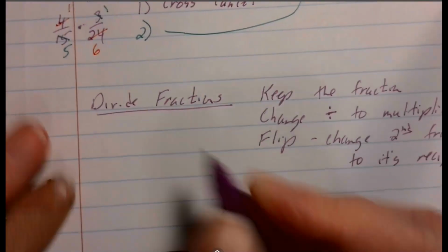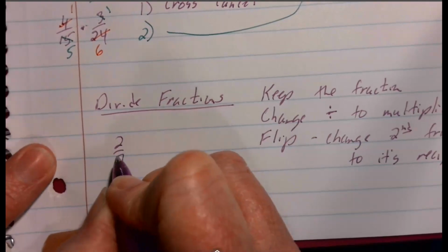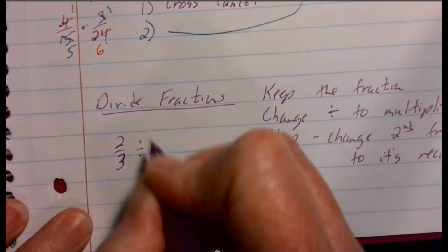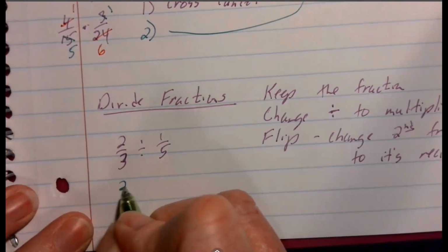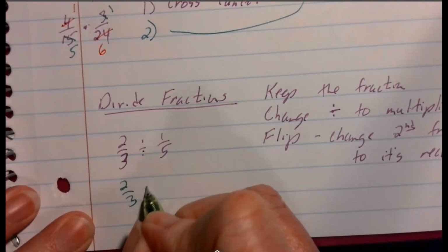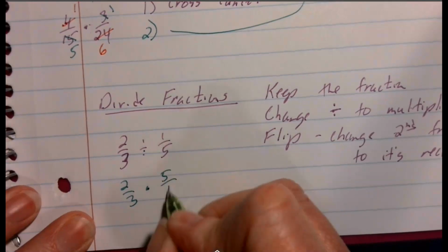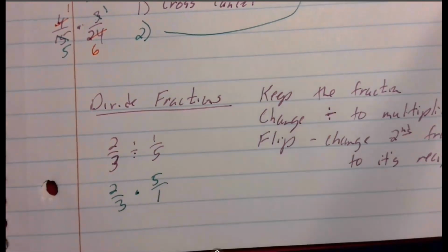Okay? So just a quick 2/3 divided by 1/5. I'm going to keep the first fraction, change division to multiplication, flip the second fraction. Then I'm going to use my rules for multiplication. Make sure your answer is in lowest terms.